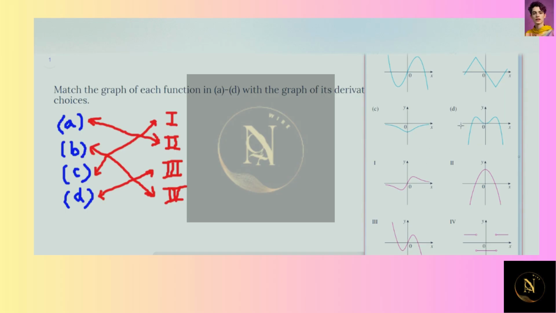And then we see that as x goes towards negative infinity, this function has a very large positive slope. And as x goes towards positive infinity, we see that this function has an increasingly negative slope. And that is also consistent with graph number 3.